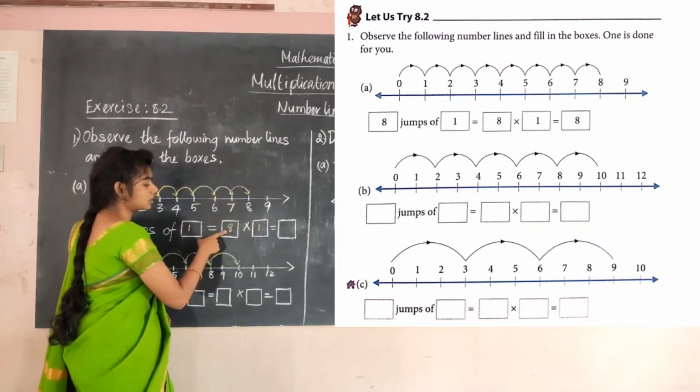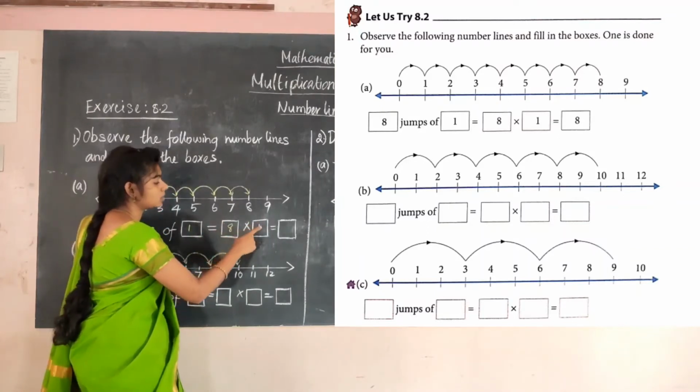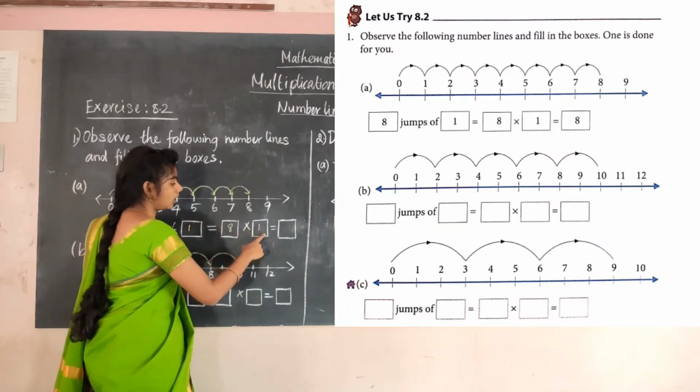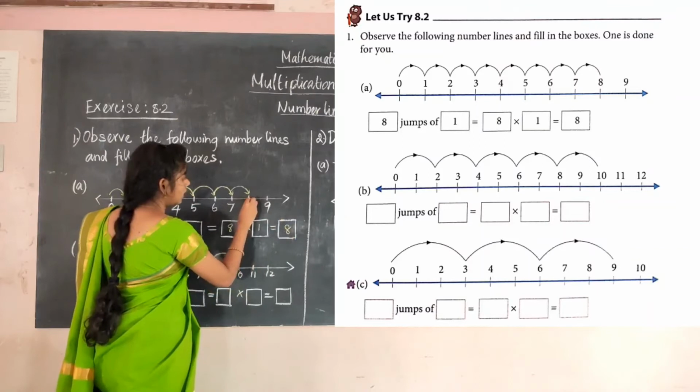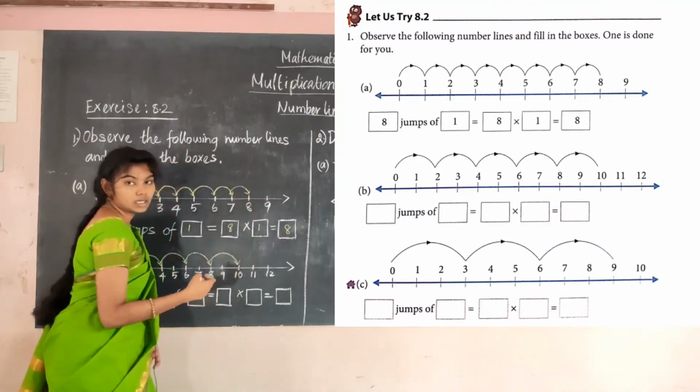So which is multiplied 8 times. 8 times of 1. 8 into 1 is 8. We have got the answer as 8 here. The ending point is here, no? So the answer is 8.